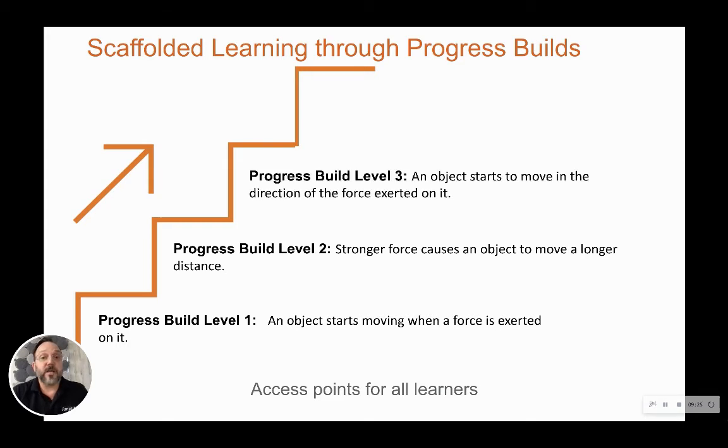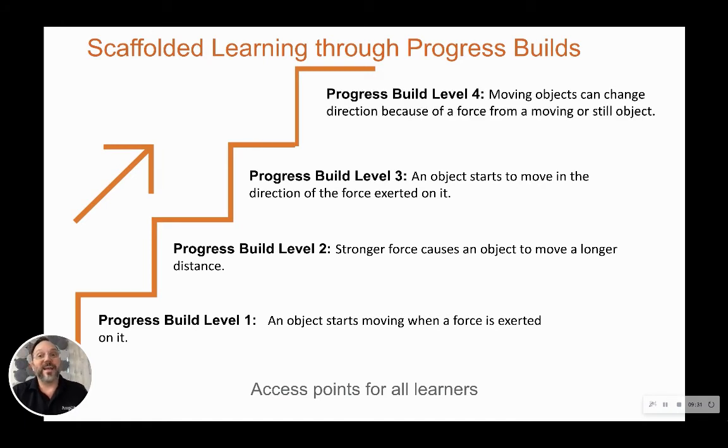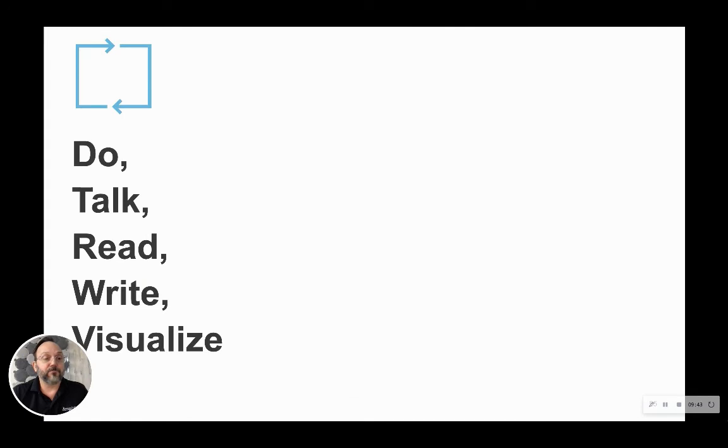of each chapter. By level 3, an object starts to move in the direction that the force is exerted on it. So now we're putting direction. And then finally, we can change that direction of a moving object, maybe even making it become a still object. And so we're really incorporating a lot of different dynamics as we move up this knowledge progress build. The way in which our students acquire this information is called do, talk, read, write, visualize.